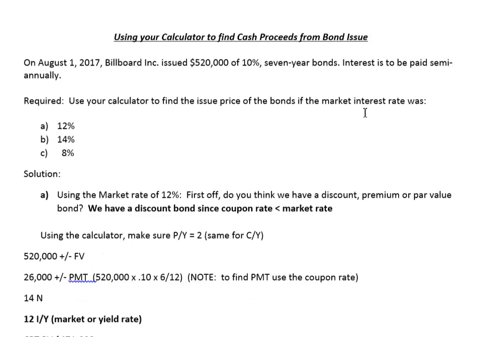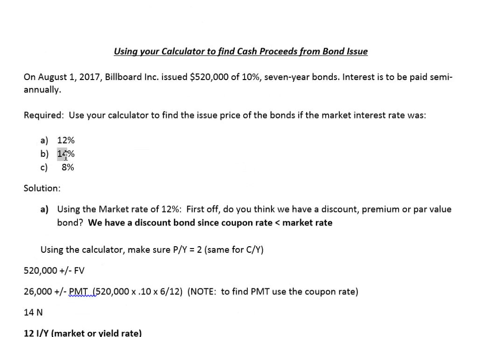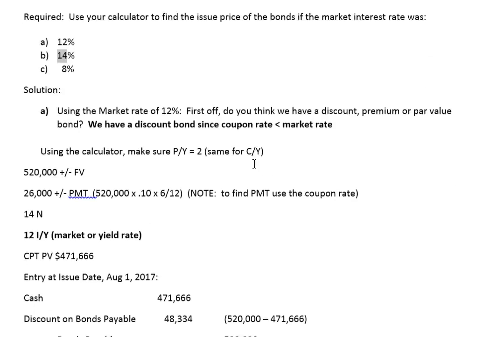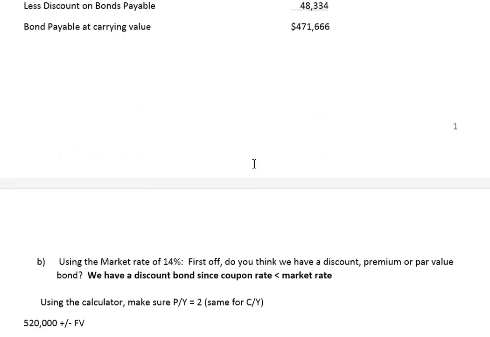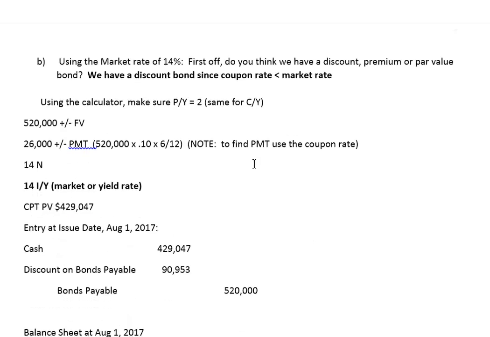Now, how does this change instead if we use a market rate of 14%? So now I'm going up here and I'm doing part B. What if our market rate is 14%? Notice I haven't changed the face value or the coupon or the term of 7 years or the fact that it's paid semi-annually. These things are all set out by the bond contract, so I can't vary those. The only thing that could change over the term of the bond is the market rate. But in this case, our market rate is 14. So now, how would we calculate the cash proceeds on the bond?